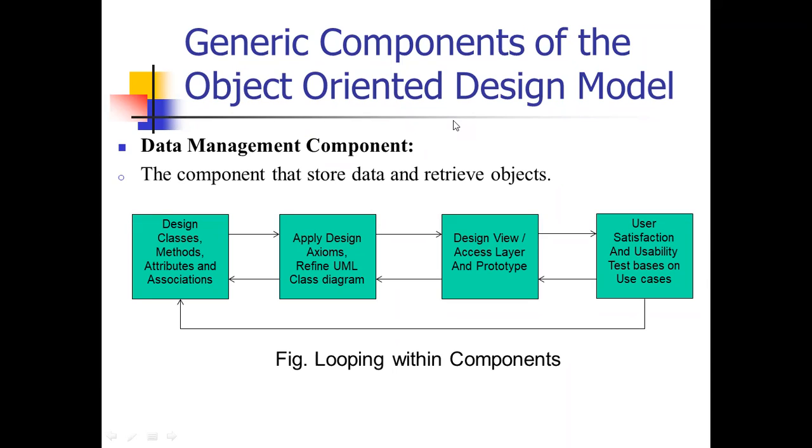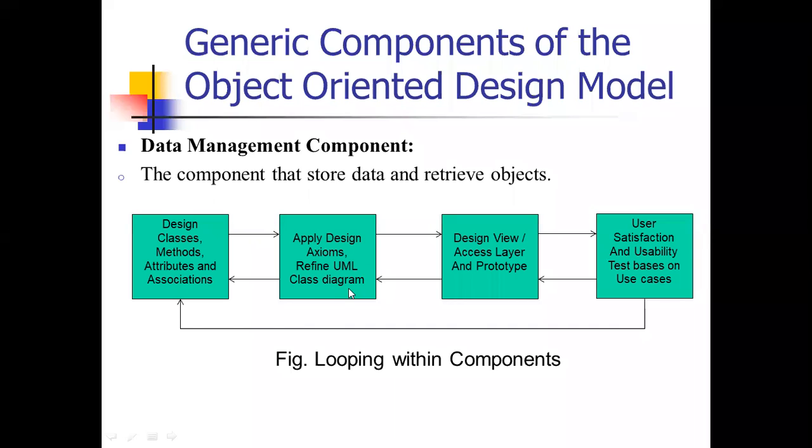Here you can see the looping within the components in this diagram. First we have design classes, having methods, attributes and associations. Then we apply some designs and refine the UML or class diagrams based on the problem definition.